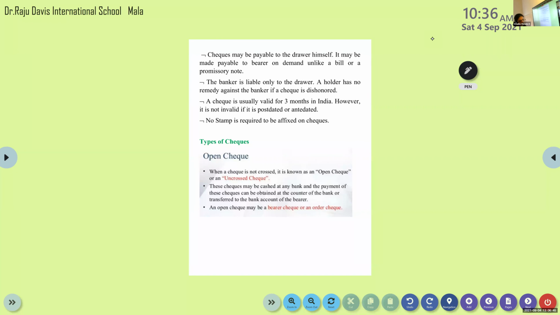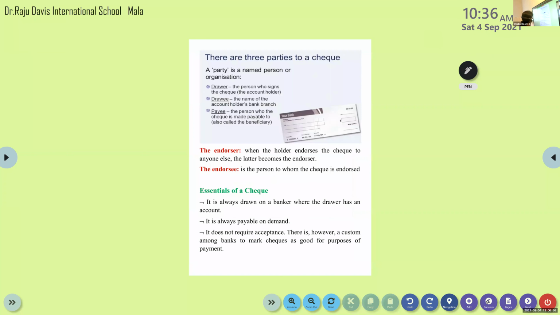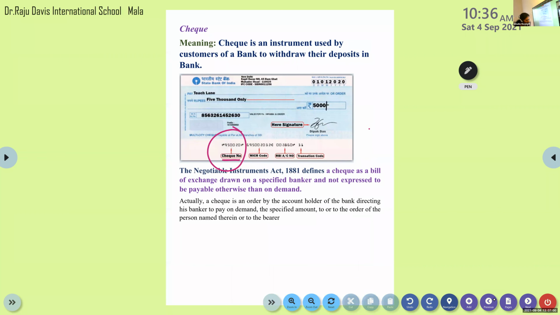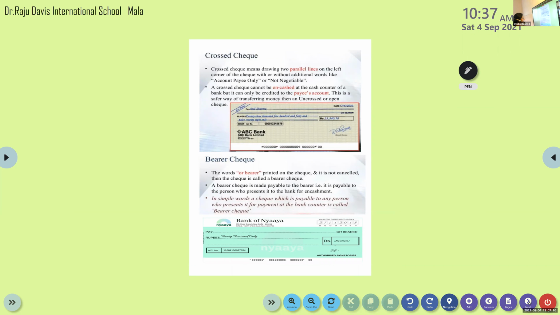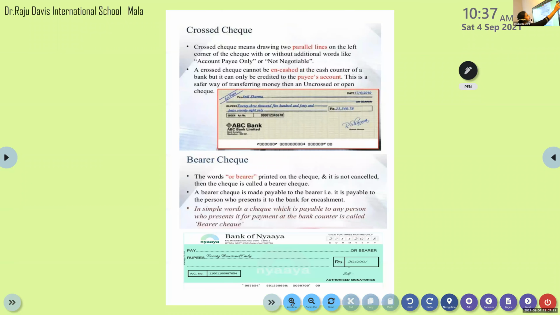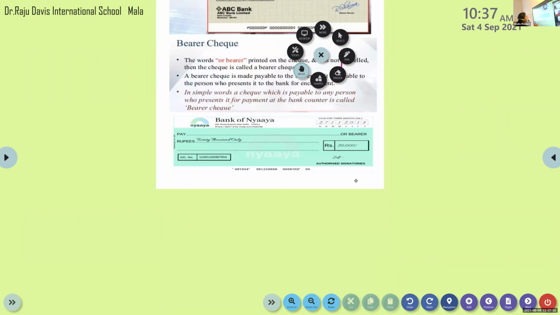Okay. Next, we are going to types of check. Types of check. Now, look at this check. Where is our check? Okay, this is a check. You can find two types of check, that is bearer check and order check. First, let me explain to you a bearer check and order check. Bearer check means you can find on the check the term bearer. Just take this check now.